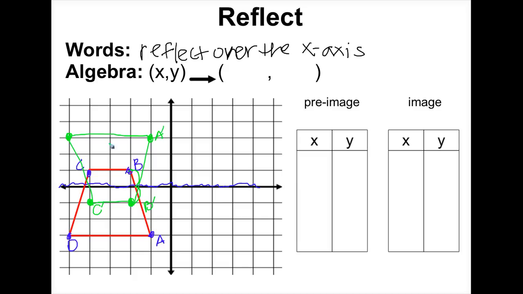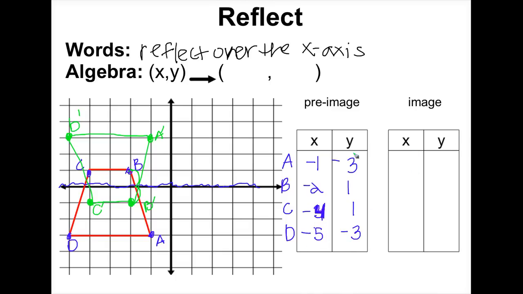And here's my new shape. Now let's go ahead and write our coordinates. For my first shape, it was A, B, C, and D. My coordinates for A were -1, -3. B was -2, 1. C was -3, 1. And D is -5, -3.